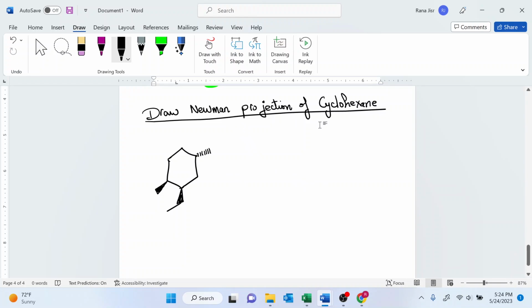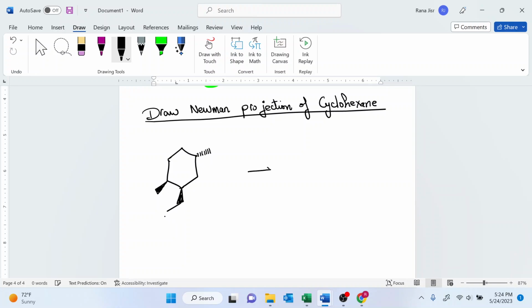So let's draw the Newman projection of a substituted cyclohexane. Here I have a tri-substituted cyclohexane. I have 2 CH3s and an ethyl group. This is a CH2 and a CH3. The CH3 here is pointing at the back. This one is in front, and the ethyl is in front as well.